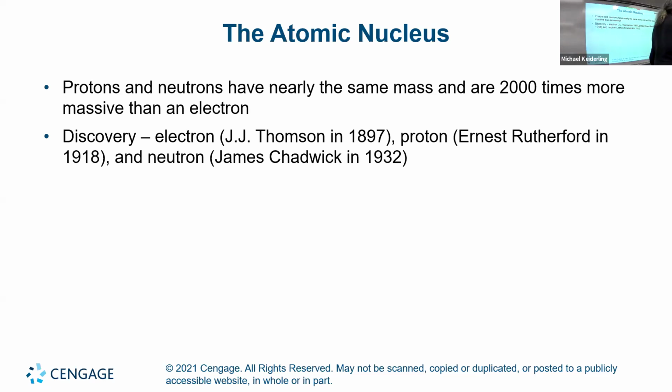The electron was the easiest to discover because it's on the outside. The proton and the neutron were harder to discover because they don't float around on their own. And the neutron was, of course, harder because it's neutral.